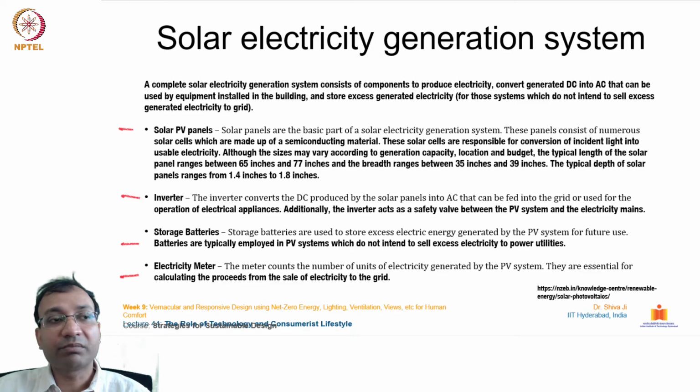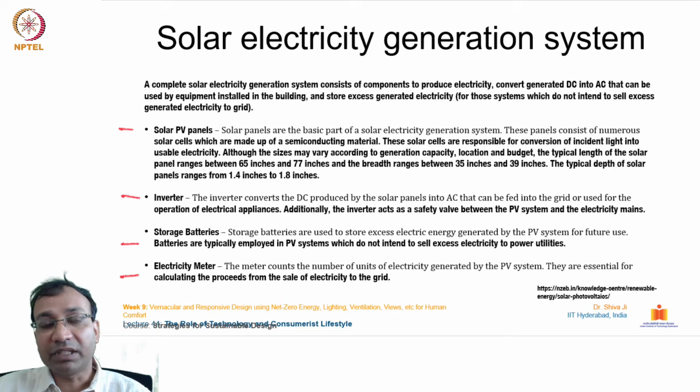The next one is storage batteries, power storing batteries. The storage batteries are used to store excess electric energy generated by the PV system for future use. The batteries are typically employed in PV systems which do not intend to sell excess electricity to the power utilities.